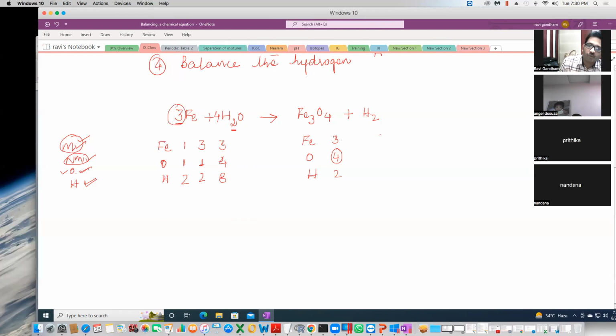So now you have 3 and 4, but only hydrogen is not balanced. Is that okay? Now, to have 8 hydrogen here, you should add a coefficient of 4 here, so that finally on the product side you'll have 3 iron, 4 oxygen, and 8 hydrogen. Is this clear, guys?